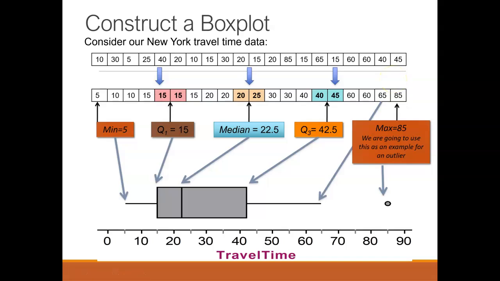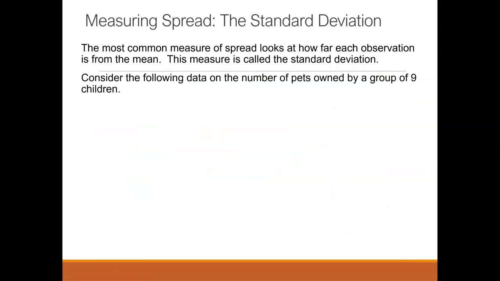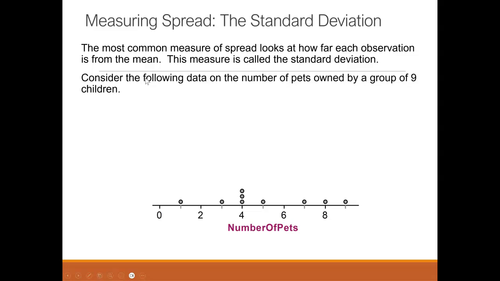All right. Another measurement of spread is called standard deviation. And basically that is looking at the average distance from each data point to the mean. So let's show an example of kind of what we mean by that. So here's a dot plot for the data on the number of pets owned by a group of 9 children.